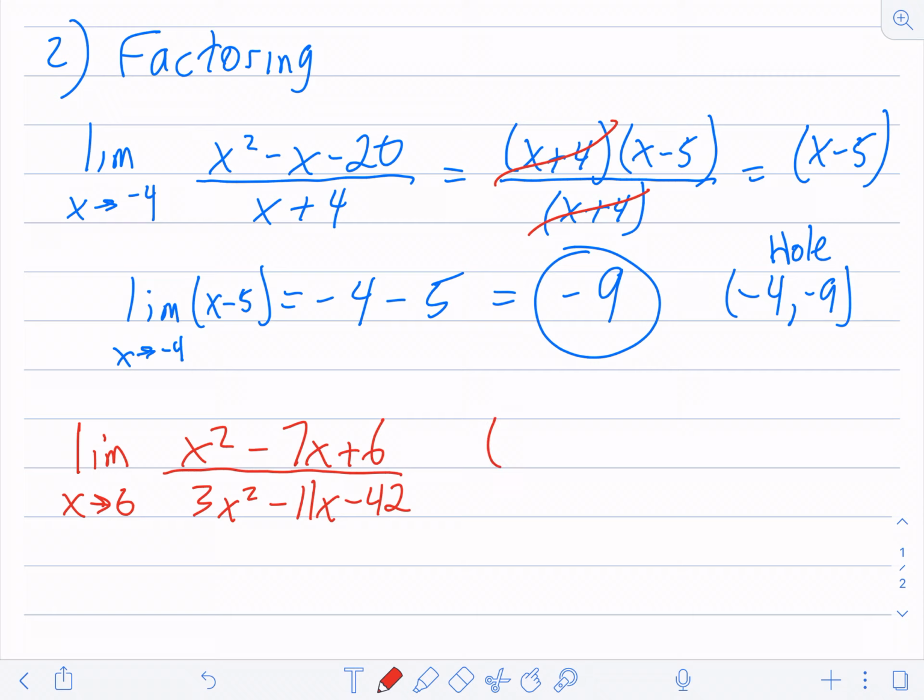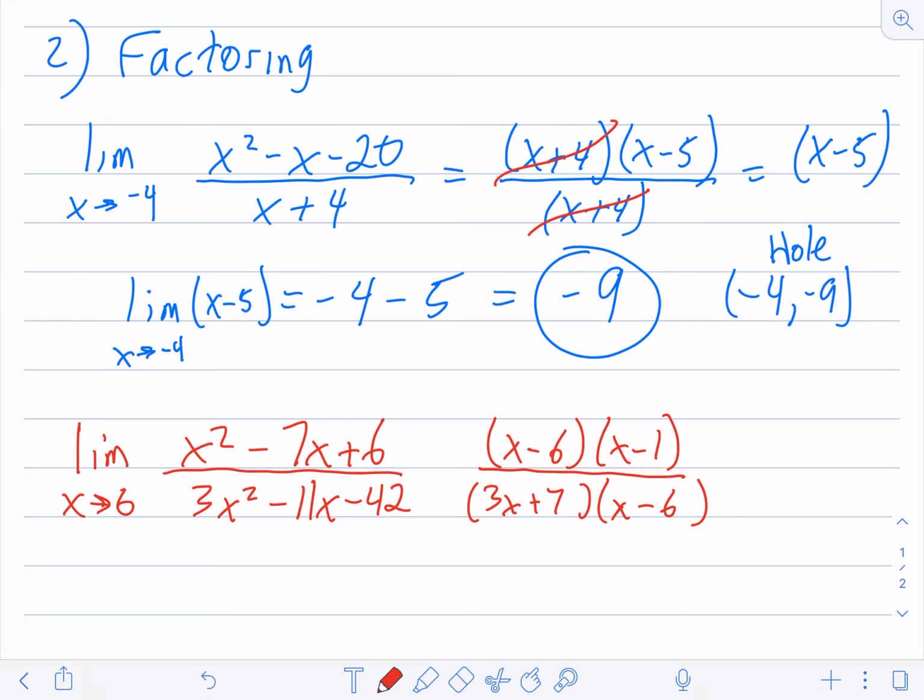The top factors to be what? That's going to be x minus 6 and x minus 1, right? Because that gives us negative 7 as that middle term. And then on the bottom here, I'm going to have a 3x and an x, and a minus 6 and a plus 7 here when you unfoil that factor.